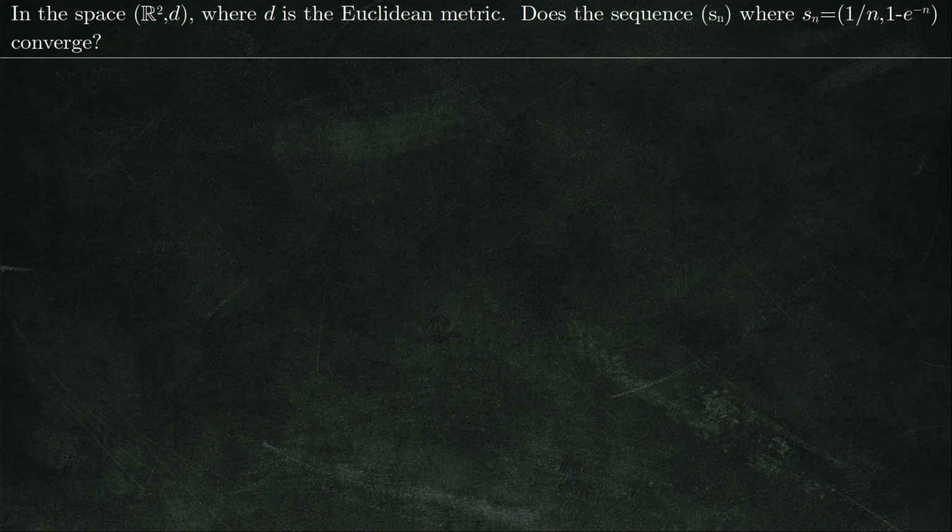And looking at this, I'm just going to make an ansatz that it converges to (0, 1). So let's check this. Firstly, we're going to take the distance between a point S_n and the point (0, 1), and that's given by this. And then we want to see, does this go to 0 as n goes to infinity? And indeed it does. 1 over n squared goes to 0, and e to the minus 2n goes to 0.